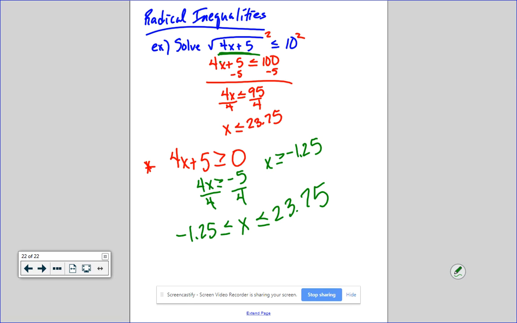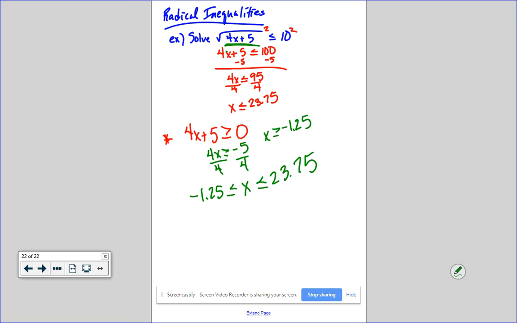So now what we need to do is test a number in between there. Let's pick a number that works out, though. Let's do 1. 1 works, since 4 plus 5 is 9. So if we do 1, that's the square root of 9, which is 3. Is 3 less than or equal to 10? Yeah, that's true.